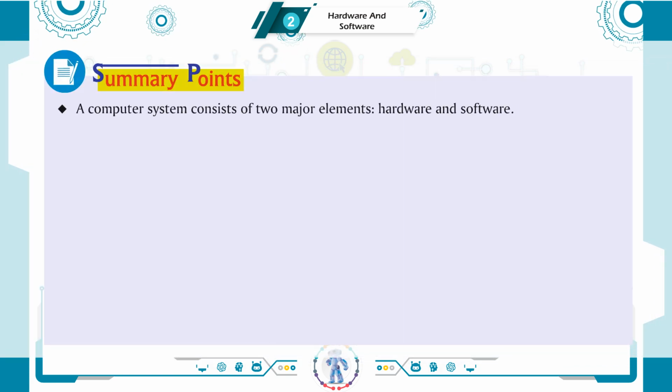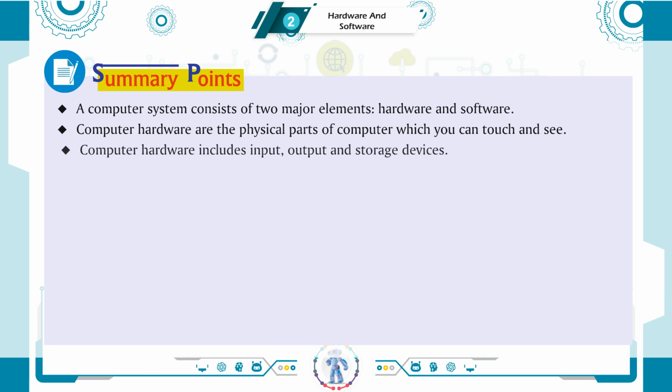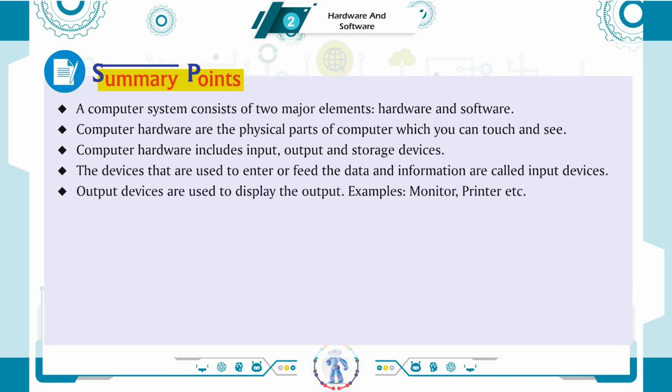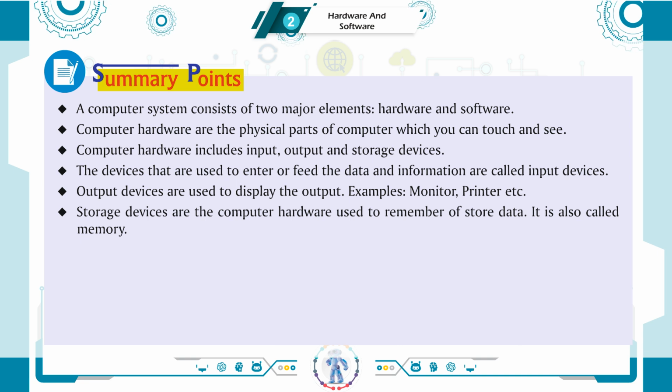Summary points. A computer system consists of two major elements, hardware and software. Computer hardware are the physical parts of the computer which you can touch and see. Computer hardware includes input, output, and storage devices. The devices that are used to enter or feed data and information are called input devices. Output devices are used to display the output, for example, monitor, printer, etc.